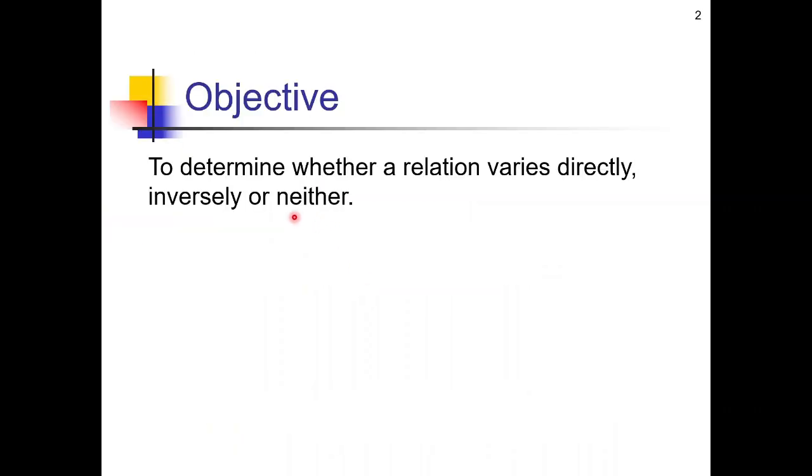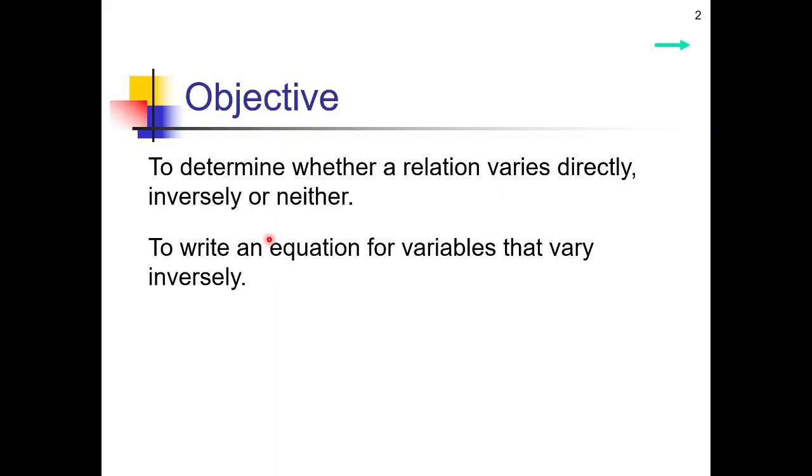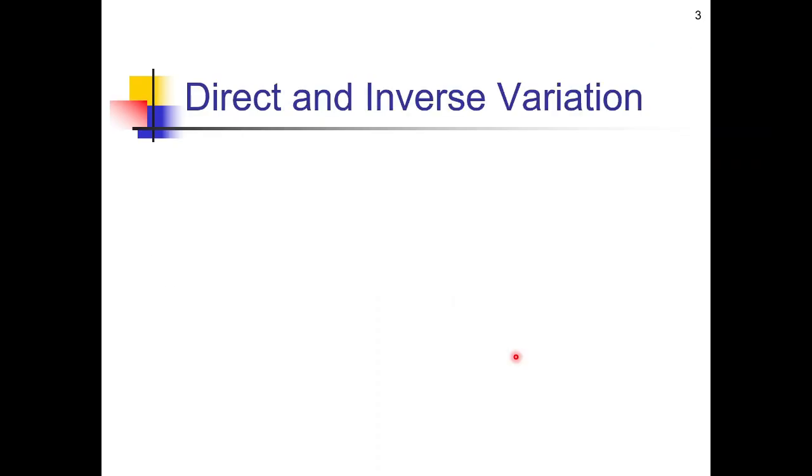In this one, we will be determining whether a relation varies directly, inversely, or neither, and we're going to be writing some equations for variables that do vary inversely. To start us off, let's get a few definitions out of the way.